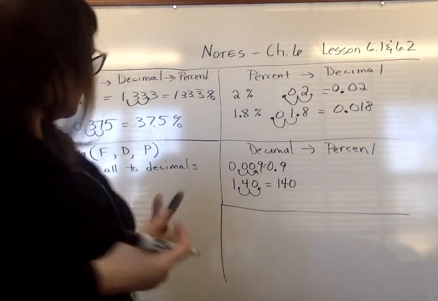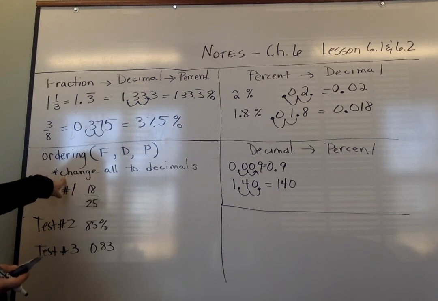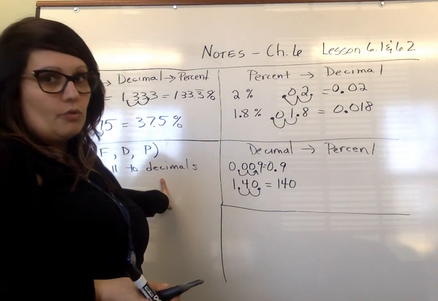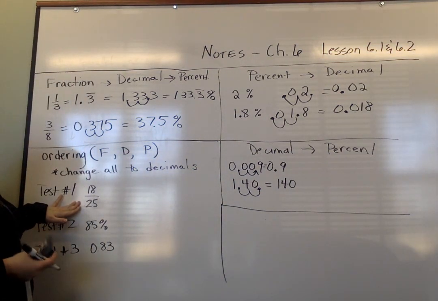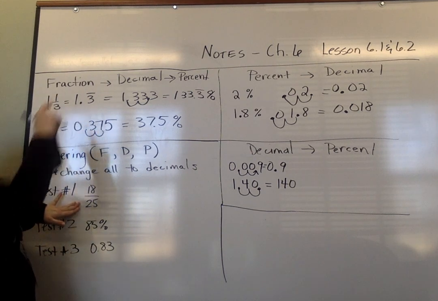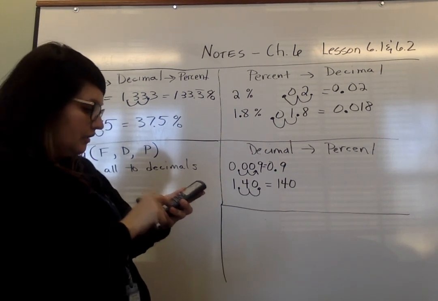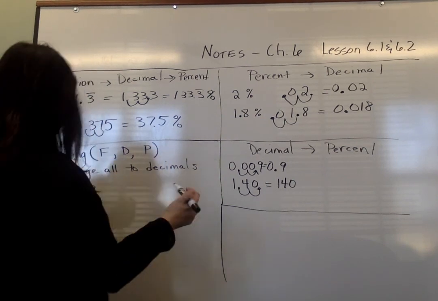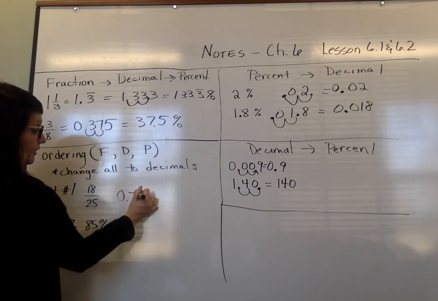Now we're going to put it all together, and we're going to order. Everyone write down, change all to decimals. If you change them all to decimals, it makes it easier to order and compare. So let's change this fraction to a decimal. Oh, all I have to do is divide. 18 divided by 25. I multiplied. Oops. So 0.72.